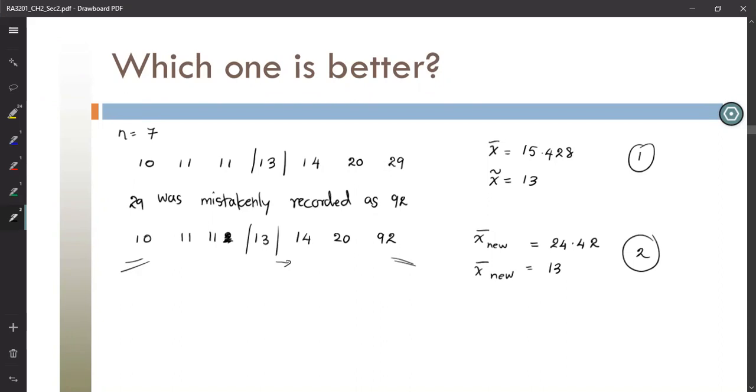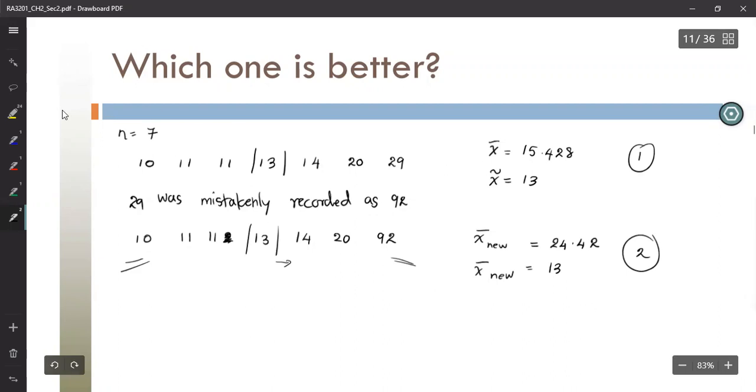Whenever you have extreme observations in your data set, we call them outliers. Now look at this first data set, 10 to 29. All the values are within the range of 10 to 30, close to each other. But as soon as you change the value 29 to 92, you see that there's a huge gap between 92 and the rest of the values. 10 to 20, they are all gathered between 10 and 20, and then straight away it jumped to 92. There's a huge gap, about 70 points, right?